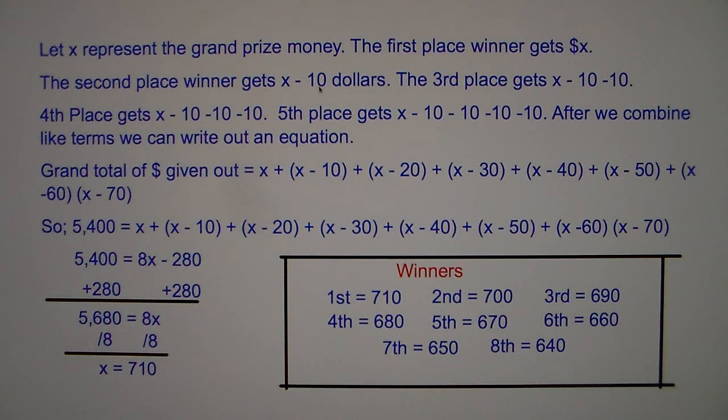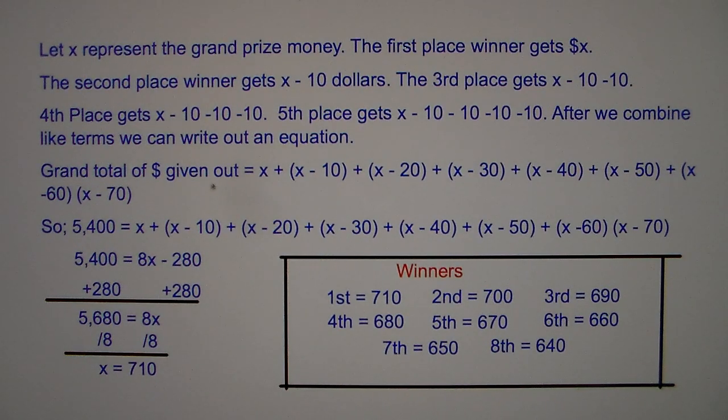So second place, you do subtract $10. The third place will subtract $10 from the second place. So you have X minus 10 minus the $10. Fourth place is taking your third place and subtracting another $10. Fifth place is taking our fourth place minus another $10. After we combine all like terms, we can write out the equation. So we also have sixth place, which is you subtract another $10. Then 7th place, which is another $10. And 8th place, you subtract another $10. So it keeps going on and on and on. Gets bigger and bigger. So let's just make it a little bit smaller here.